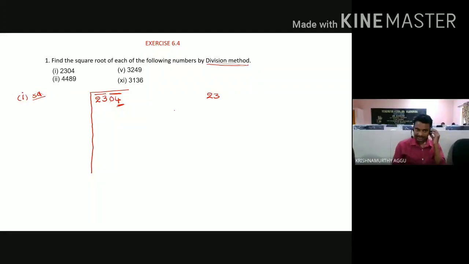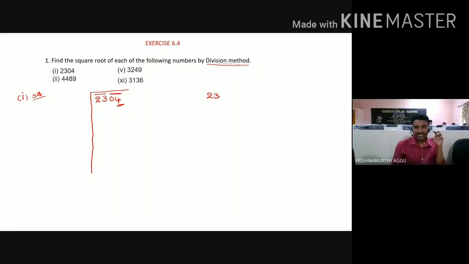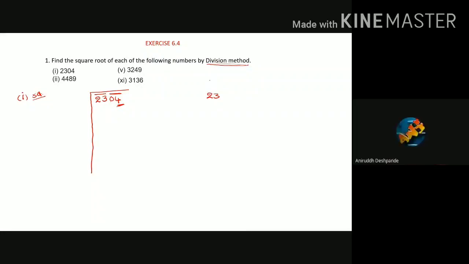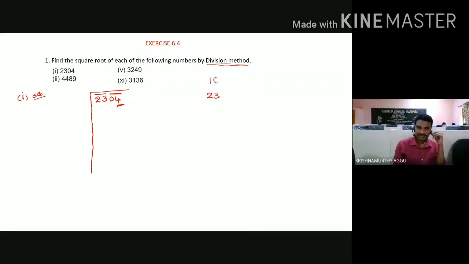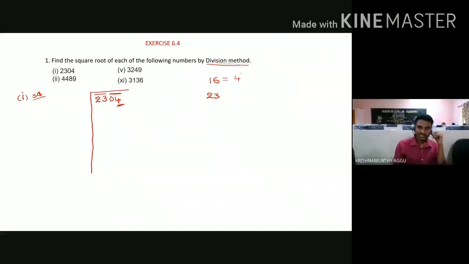5 square is 25. 4 square is 16. So 23 is not a perfect square number. So what is the perfect square number before 23? Can you guess? 16. 16 is the perfect square number before 23. 16 is the square of which number? 4. 4 square can be written as 4 into 4.